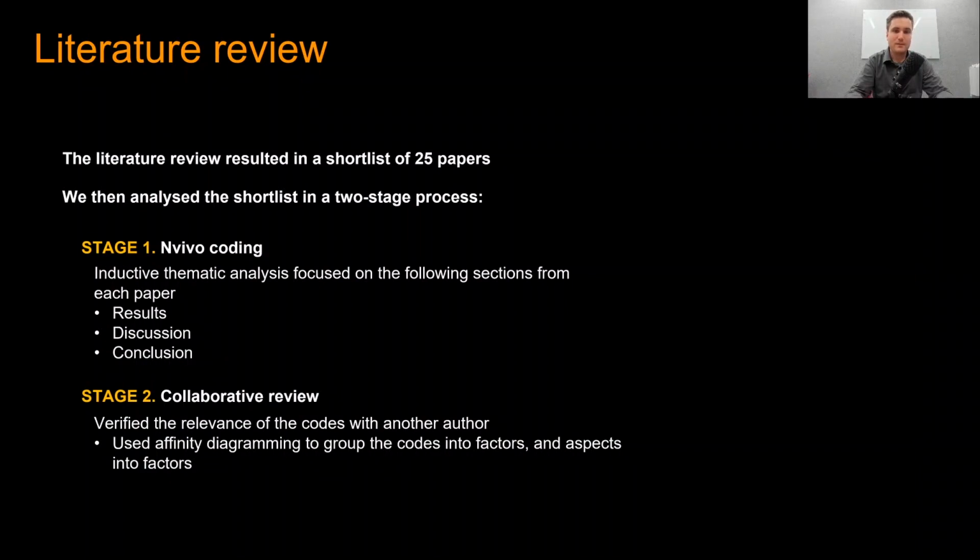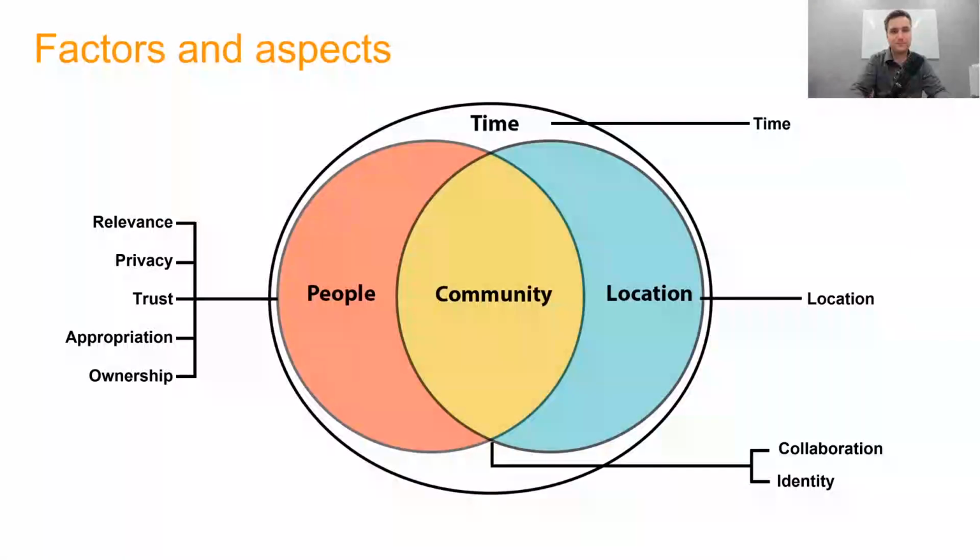We analysed the papers in a 2-stage process. First, one of the authors performed an inductive thematic analysis on the results, discussion, and conclusion of each paper using NVivo. This led to an initial list of codes. Following this, the second stage involved a second round of analysis with another author, where we reviewed the codes from the last stage to verify their relevance. We used affinity diagramming to group the codes into aspects and aspects into factors.